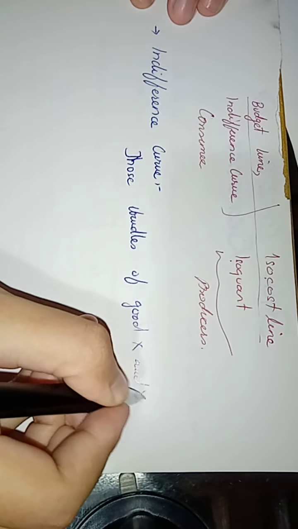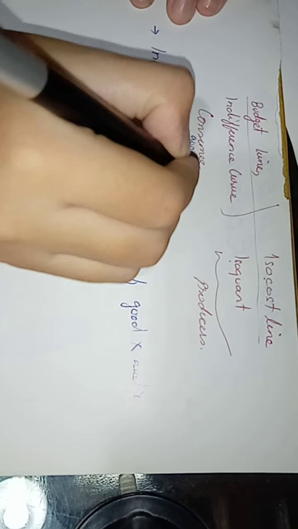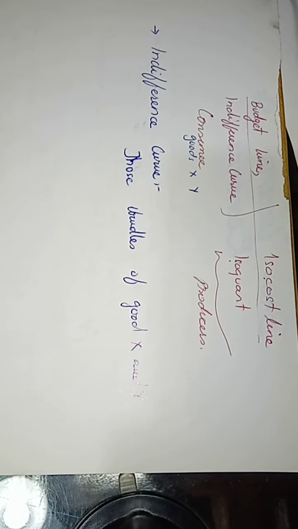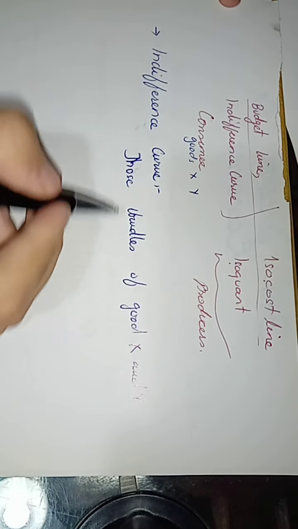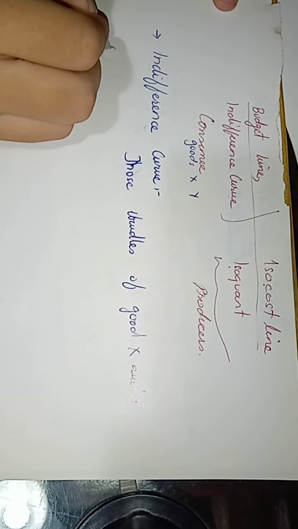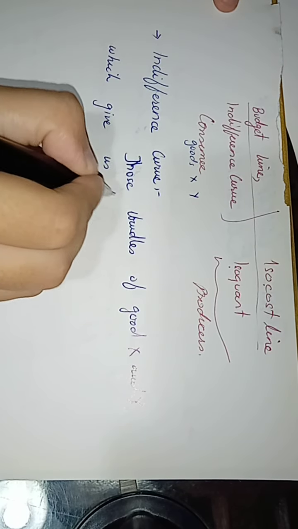X and Y. Now in these, only two goods will be considered, that are X and Y. The reason is that when we are going to do it graphically, we are only going to have two axes. So we are assuming that the world consists of only two goods, X and Y. That's it. So those bundles of goods X and Y which give us the same level of utility.